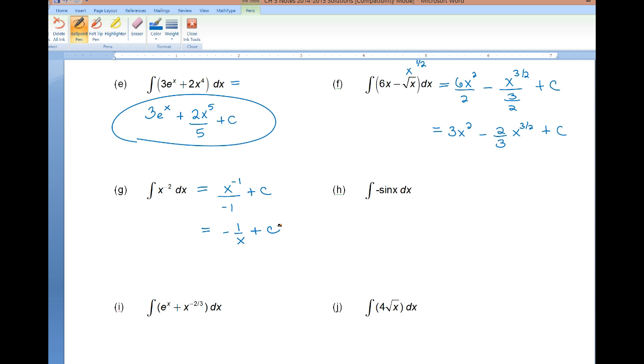I understand that you put plus c, but why, if it's indefinite, do you put plus c? If you have the integral of sine, what is that? Negative cosine. What was the integral of sine? Negative cosine.